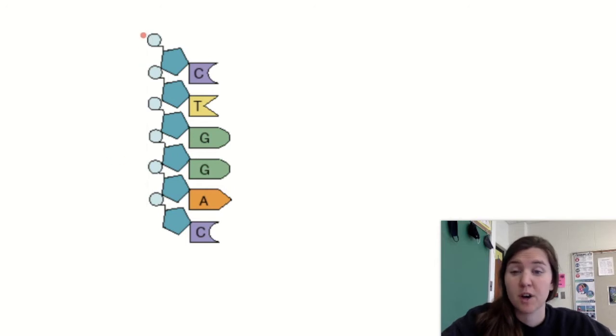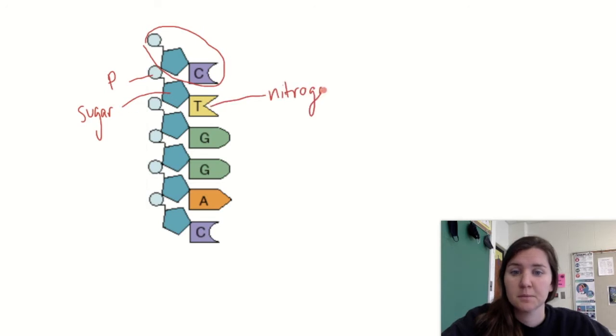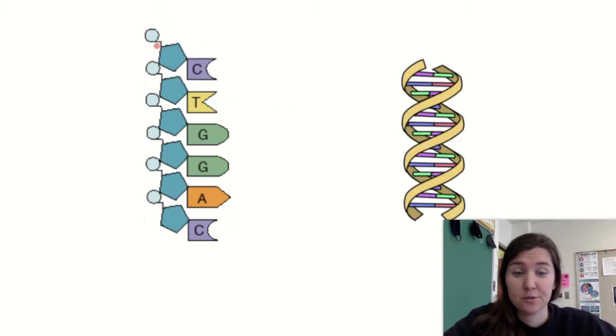So based on what we've learned so far, here is what one strand, or one side, of that DNA ladder would look like. We have a nucleotide here. And remember, each of these nucleotides is made up of a phosphate group, a sugar, and a nitrogen base. And you can see that we can have different nitrogen bases, one of those 4, on each nucleotide. But how do we get from just this one side of the ladder to these 2 sides paired together? Well, that's what we're going to look at next.